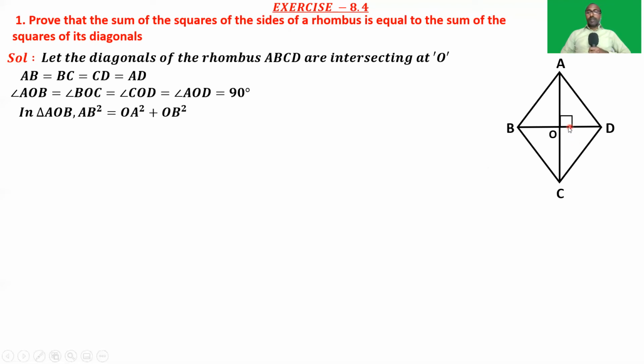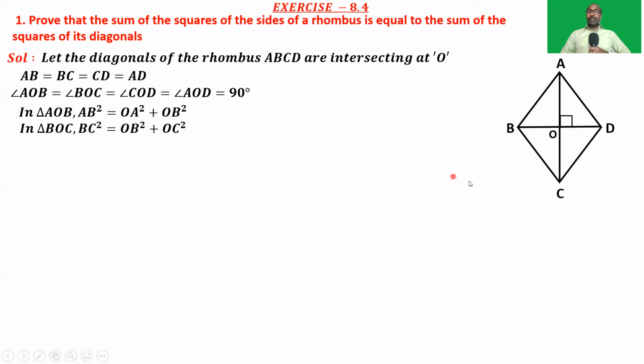Now, in triangle AOB, we have angle AOB is equal to 90 degrees. So by Pythagoras theorem, AB square is equal to OA square plus OB square, because in a right angle triangle, we know that the square on the hypotenuse is equal to the sum of the squares of the remaining two sides. That is, AB square is equal to OA square plus OB square.